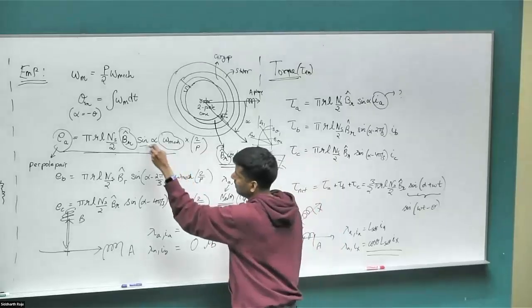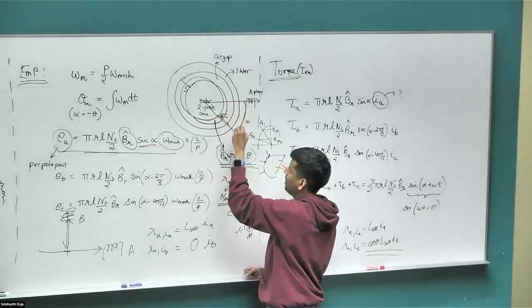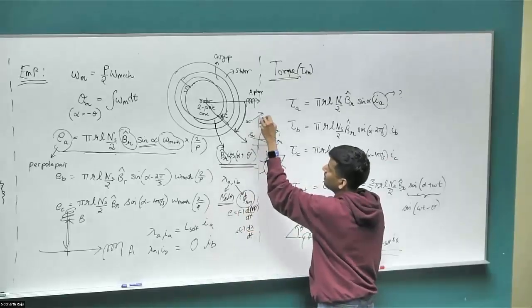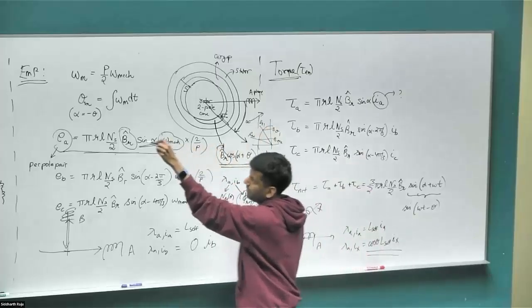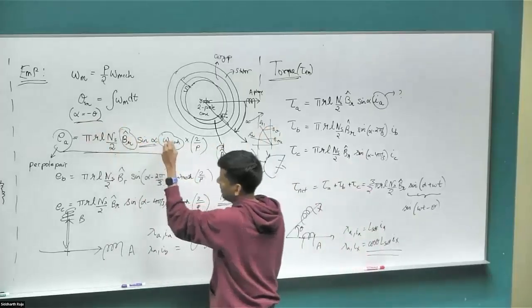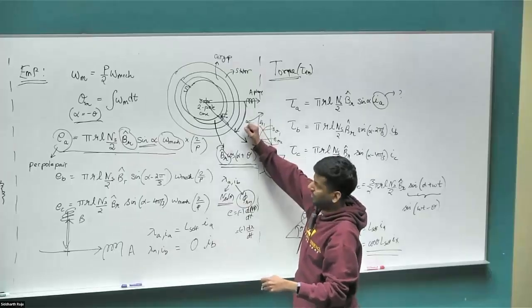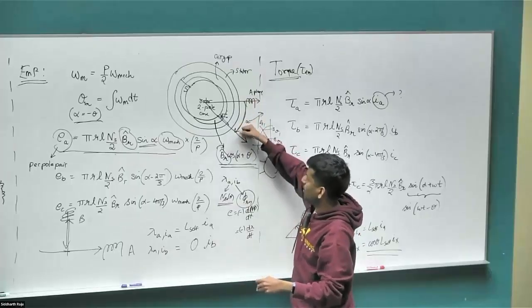And then finally, this term is basically the angle between the A phase coil and the rotor magnet, and this is the way I've chosen it. Just because for the derivation, it will be nice if it came out positive.